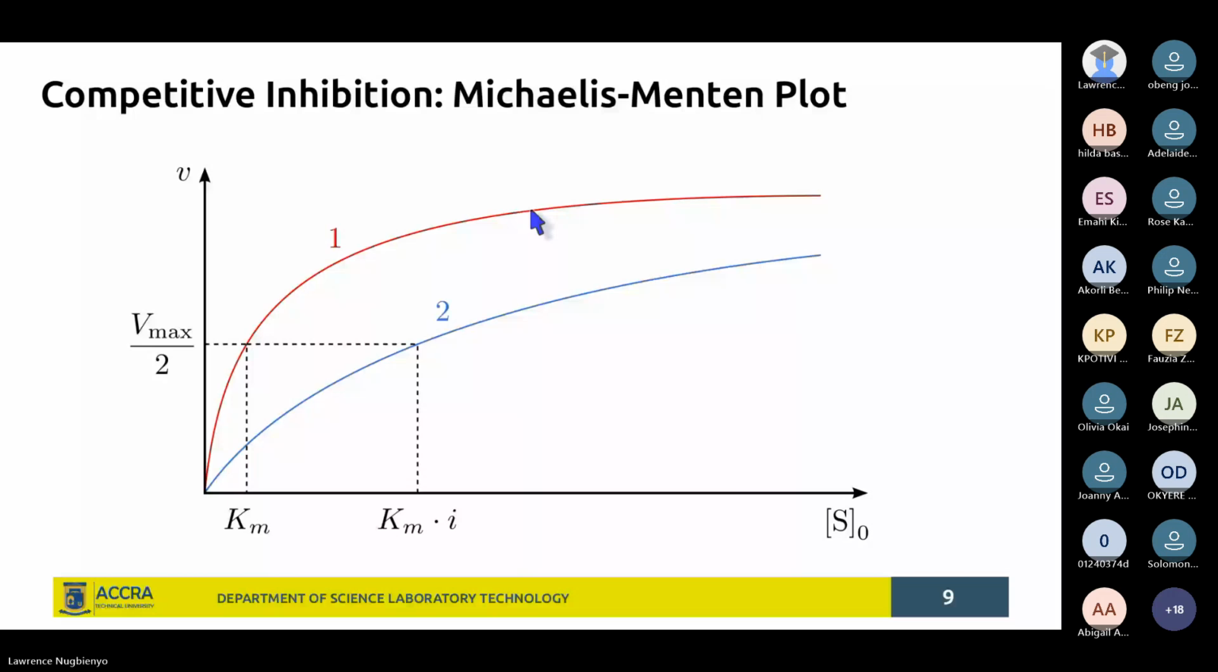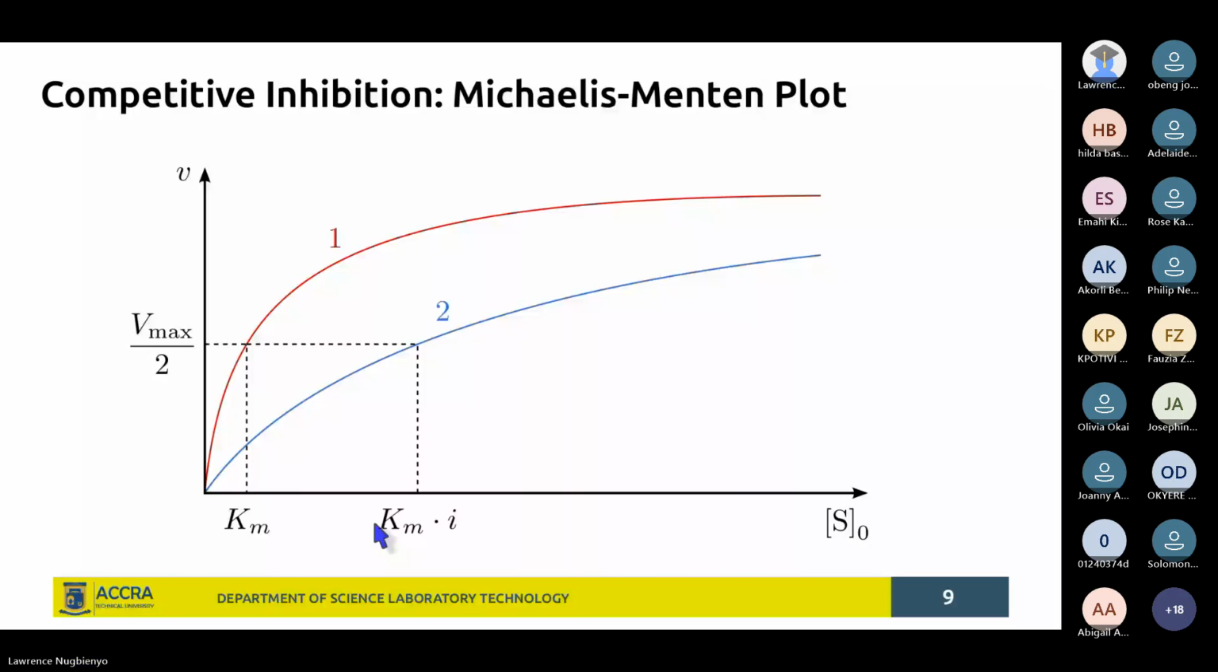Now, you also notice that you have the Michaelis-Menten constant shifting to the right for the inhibited reaction. That is to say, the Michaelis-Menten constant increases in the inhibited reaction. That is in the case of competitive inhibition. Now, why is that? Another thing you should understand is that you see the word competitive is used. Both the inhibitor and the substrate can bind to the active site of the enzyme.